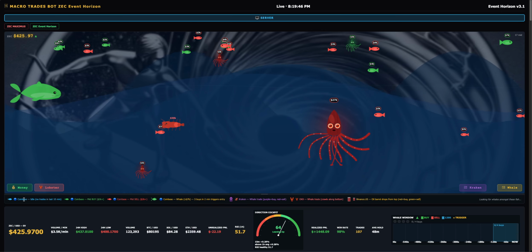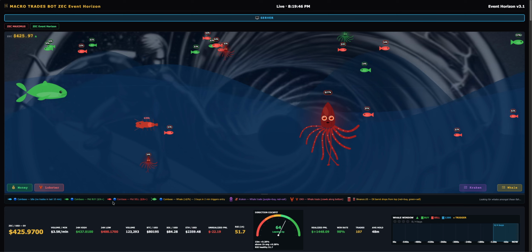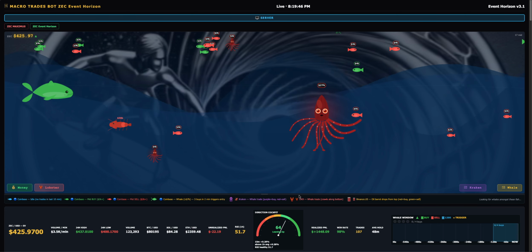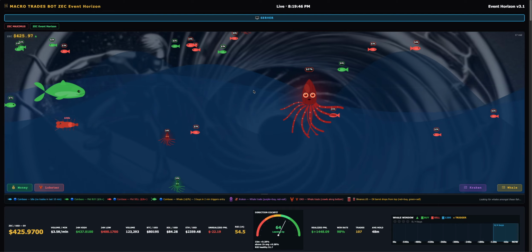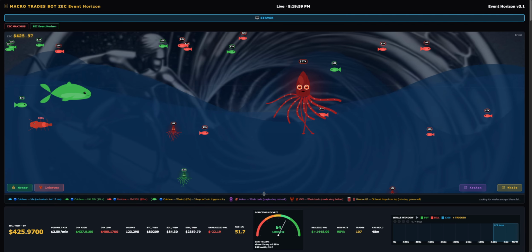And this legend over here explains what each one of these are. Okay, so we have a whale, we have a Kraken. Now, right now, there isn't much going on in this particular coin.